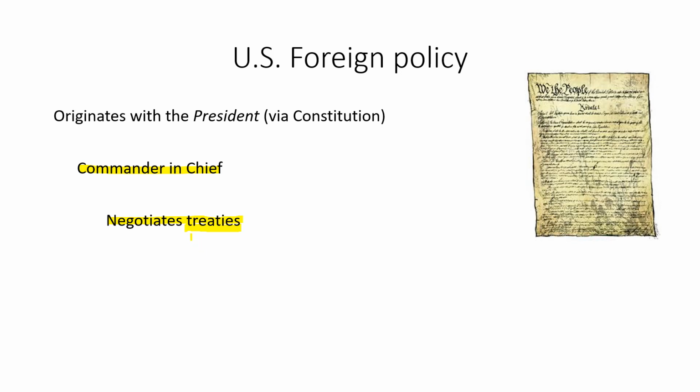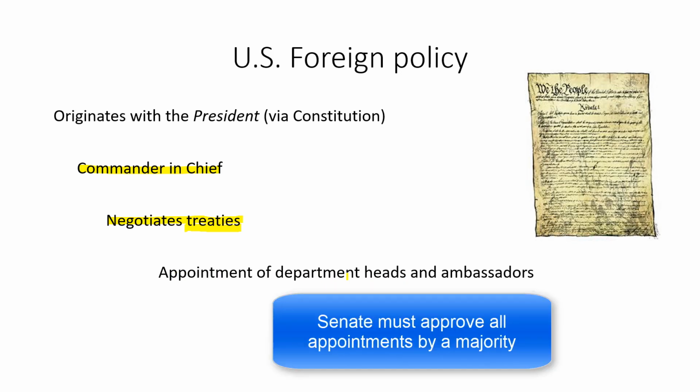So we'll talk about that here in just a few minutes. But negotiating treaties is the president's job according to the Constitution. And the president also is tasked with appointing all of the department heads of all the agencies that have anything to do with foreign policy, as well as all the ambassadors to all the countries in the world that have a U.S. consulate there. The president is responsible for appointing all of those people, and the Senate also has to approve these appointments by a majority vote.